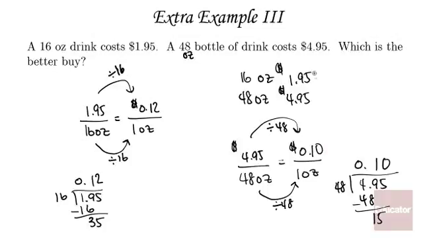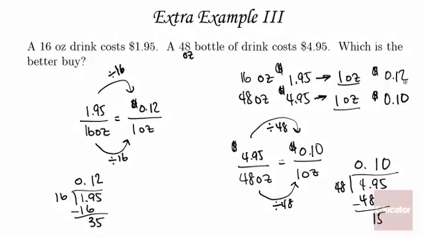So now that I've taken the quantities into equivalent quantities by making them 1 ounce, I can make a direct comparison. At the 16 ounces at $1.95, 1 ounce is about 12 cents. But when I buy in bulk, the 48 ounce at $4.95, 1 ounce is about 10 cents. So now that the quantities we're comparing, 1 ounce to 1 ounce, are the same, I can make a direct comparison from the 12 cents to the 10 cents. And it's easy to see that the 10 cents is cheaper than the 12 cents. So which is the better buy? The 48 ounce bottle is the better buy.